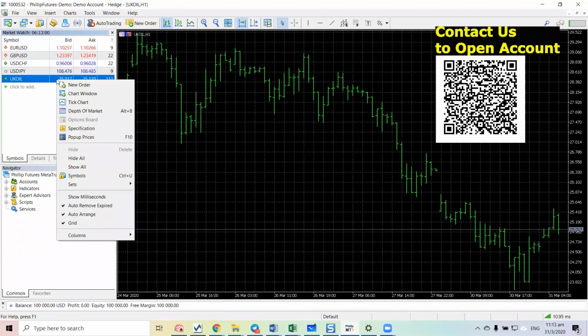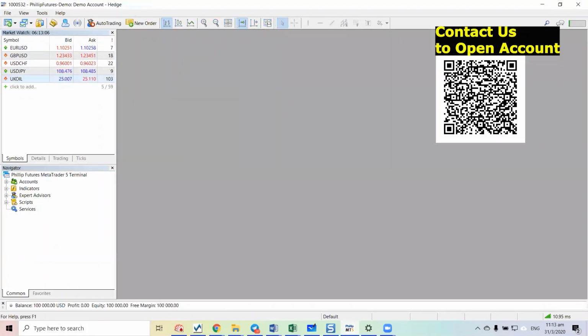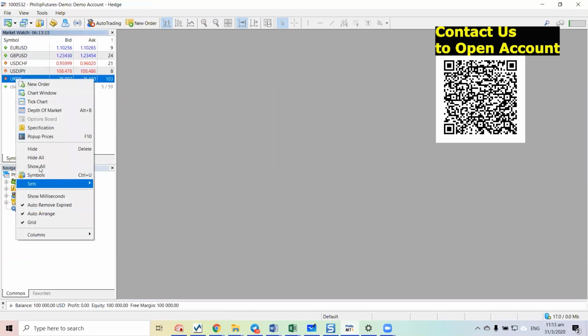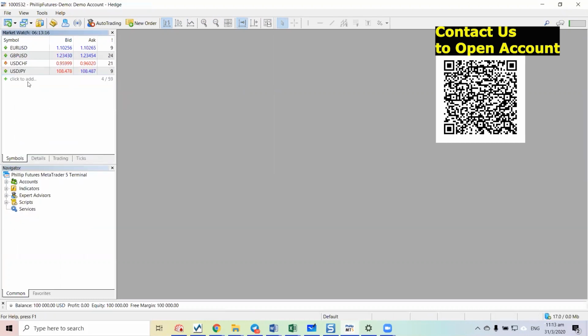Top right hand below the X, there's a smaller X. You close the chart. Okay, smaller X. If I close the chart, then you hide. Right click, okay, right click. Basically hide. Right click and hide, delete. So basically just delete.